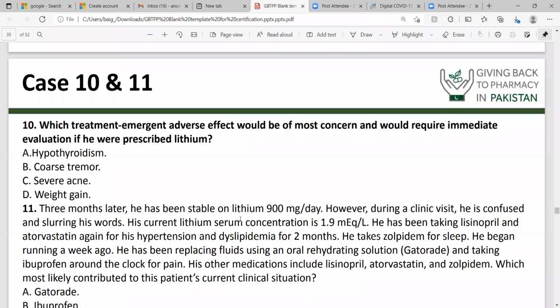The next question is which treatment emergent adverse effect would be of most concern and would require immediate evaluation if he were prescribed lithium? Options are hypothyroidism, tremor, severe acne, weight gain. And the best option in this case is answer B, tremor, because tremor may indicate lithium toxicity and will require an immediate evaluation of the patient's lithium concentration.